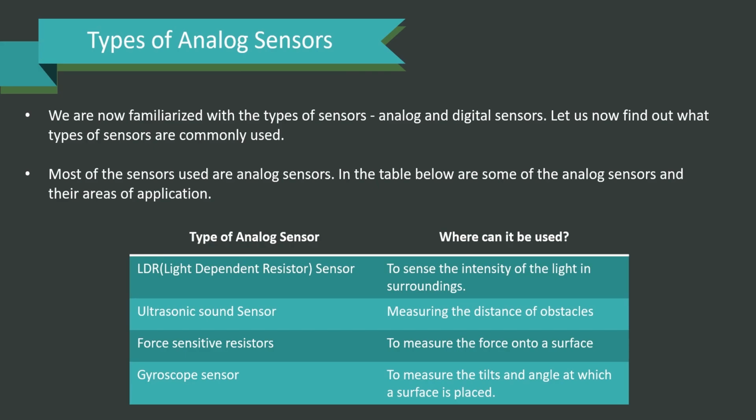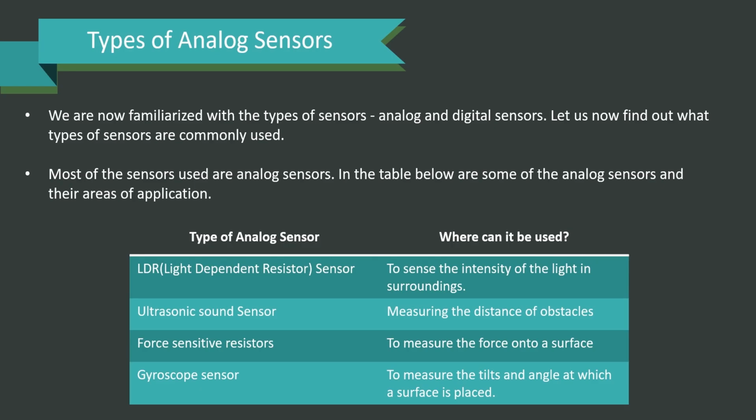Types of analog sensors. As we are familiar with the term sensor and types of sensors, analog and digital, we need to now go a step ahead. Most of the sensors that we use are analog sensors. A table is presented in front of you which has some set of analog sensors which are quite frequently used. LDR is the first in the list that we have referred. LDR is nothing but light dependent resistor. It is used to sense the intensity of the light in the surroundings.